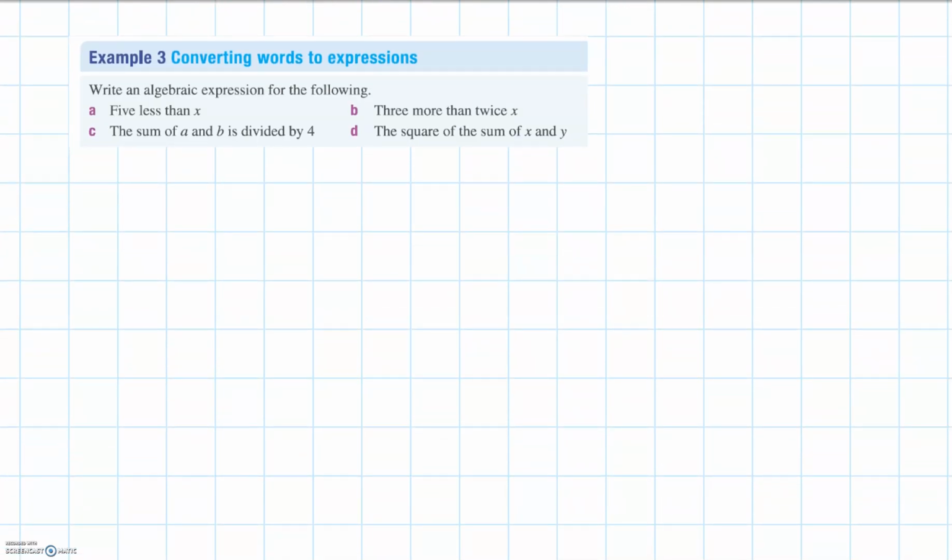So we have these 3 algebraic expressions we want to write. These 3 worded expressions, and we want to write them as algebraic expressions. So let's go through this one. Okay, the first one. I want 5 less than x. Now here, I'm finding the number that's 5 units smaller than x.